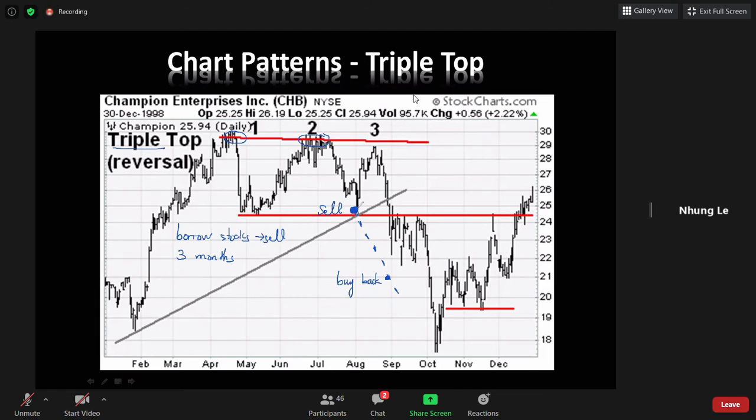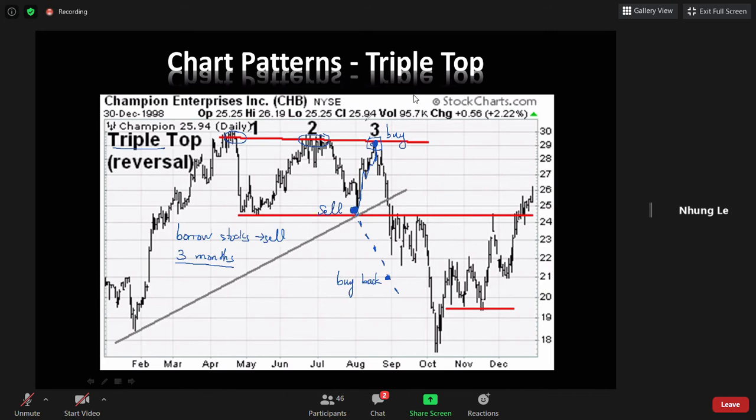For this case, the stock price continues to reverse. And after 3 months, you have to buy at that price. You see, you still have to buy because you promised that you will pay back the stock after 3 months. And you see here, you sell, and this time you buy, you lose money.